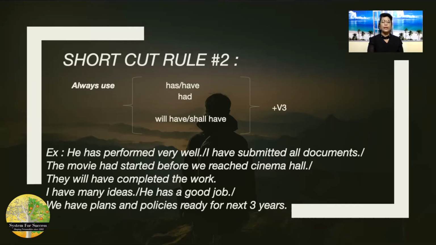Now one more time, I'm going to ask you a few more sentences. Just let me know whether the sentences are correct or not. So, kind of a test. Listen carefully. I have many ideas. Right or wrong? He has a good job. We have plans and policy ready for the next 3 years.